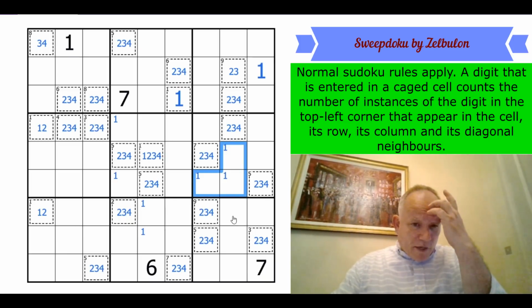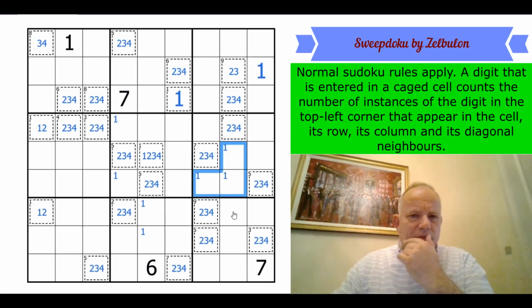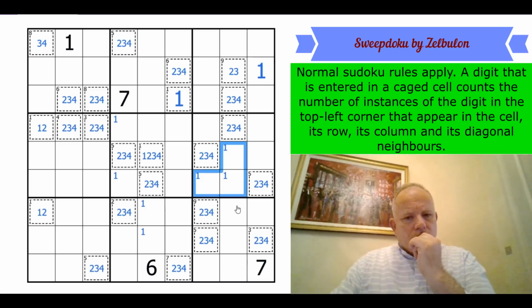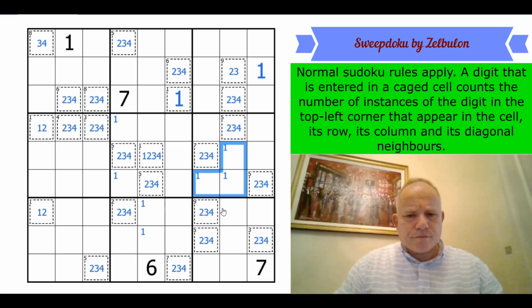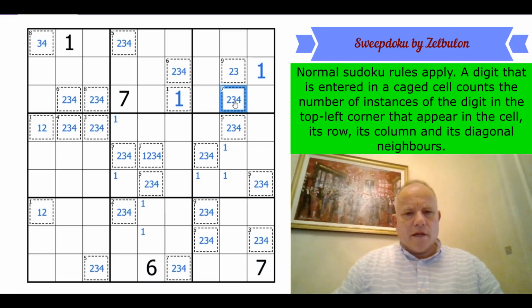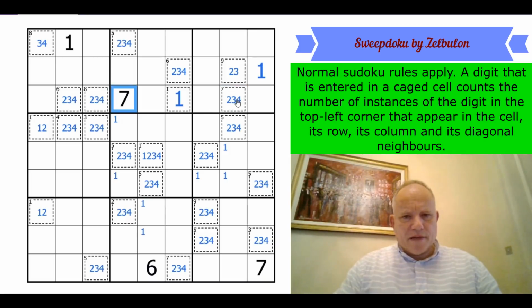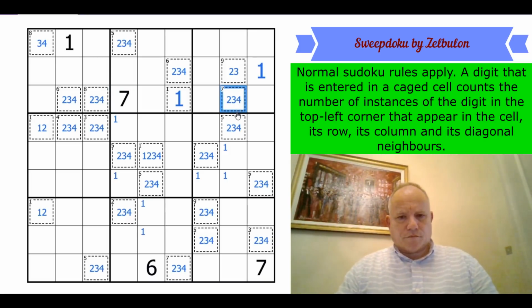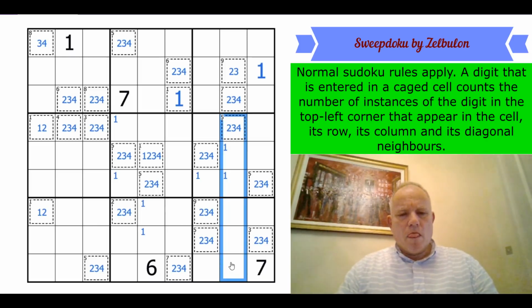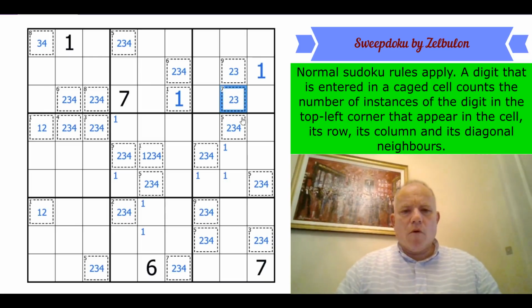I'm just trying to limit where 1s do go, but maybe I can't get much further. No. I don't know what else to do with 1s. Right. Now, I did also notice that this 7 cell, it's obviously seeing that 7 there. I suppose, well, I've worked out it can't be a 4.